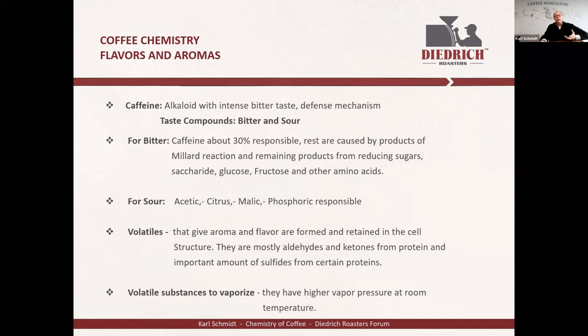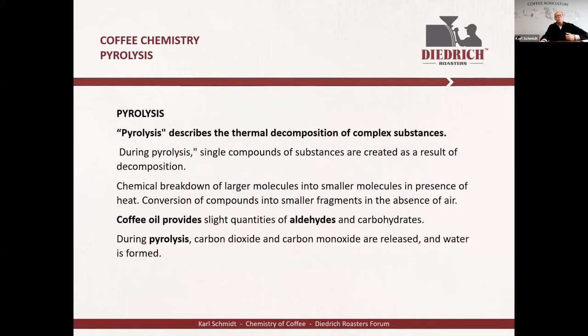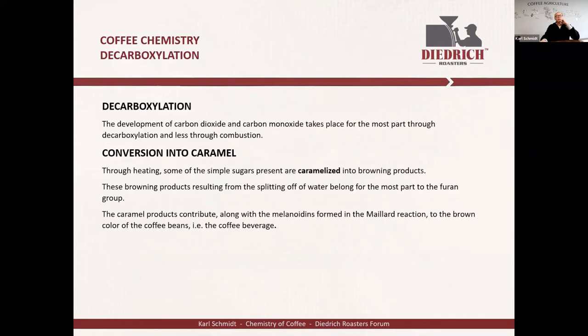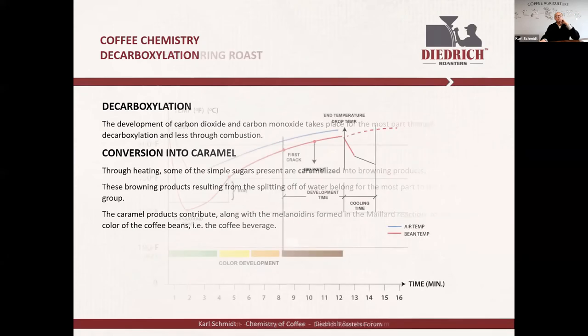The volatiles, obviously what gives aroma and flavor, are formed and retained in the cell structure. They're mostly aldehydes and ketones from protein, and an important amount of sulfites from certain proteins. Volatile substances are vaporized; they have higher vapor pressure at room temperature. The pyrolysis we basically skipped here for a bit, and we're going to come back to this, as much as the caramelization. We'll see that later.